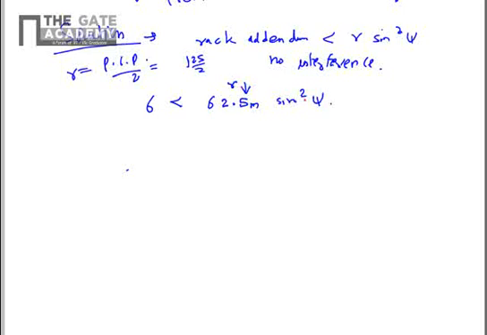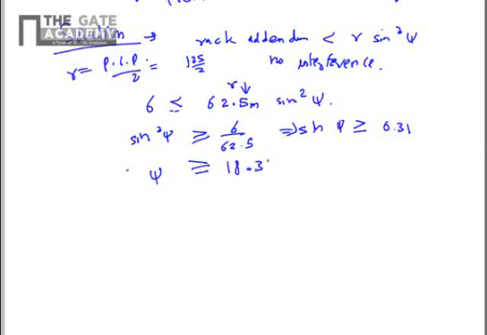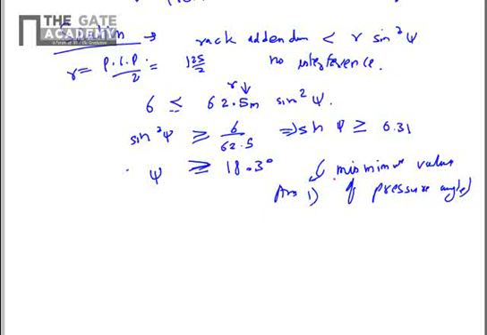Sine square xi, we want to solve this equation, we will solve for the limiting case where it is just equal. So sine square xi must be greater than or equal to 6 by 62.5, or sine xi, if you simplify it, should be greater than or equal to 0.31, or if you do sine inverse, you get xi greater than or equal to 18.3 degrees. This is the minimum value of pressure angle. This is the answer for the first part.